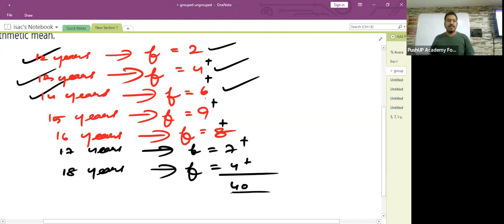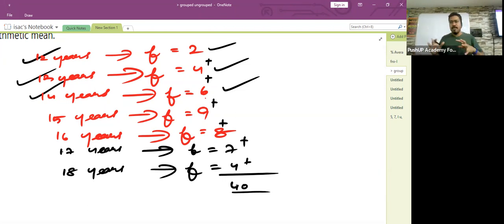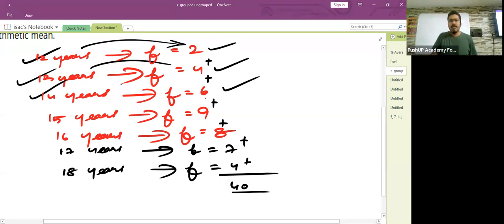40. So I can say there are 40 people who are observed here, and all these 40 people belong to different categories or different age groups, or different ages. One is 12 years, one is 13, one is 14, 15, 16, 17, and 18. And for each and every year, we are counting the number of students.